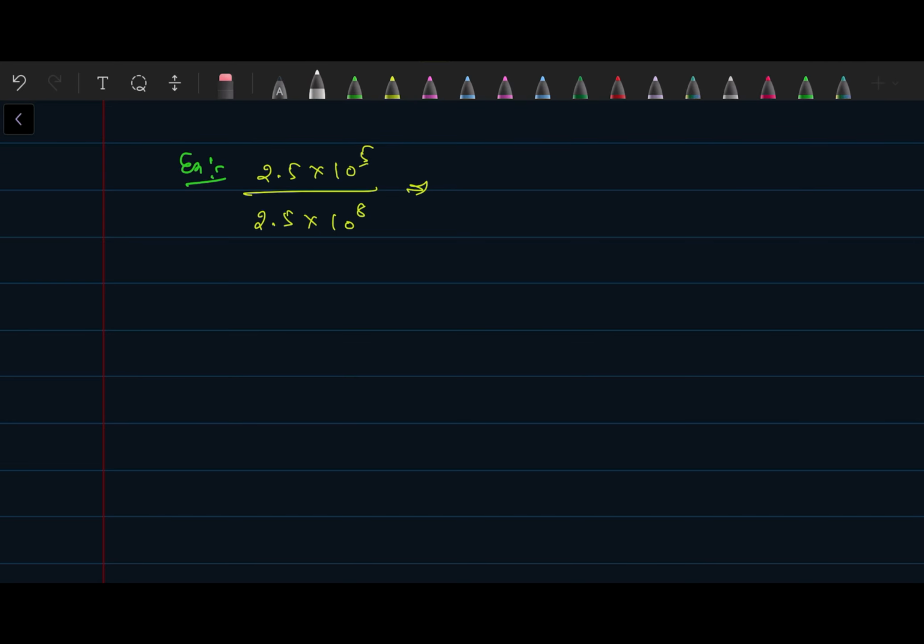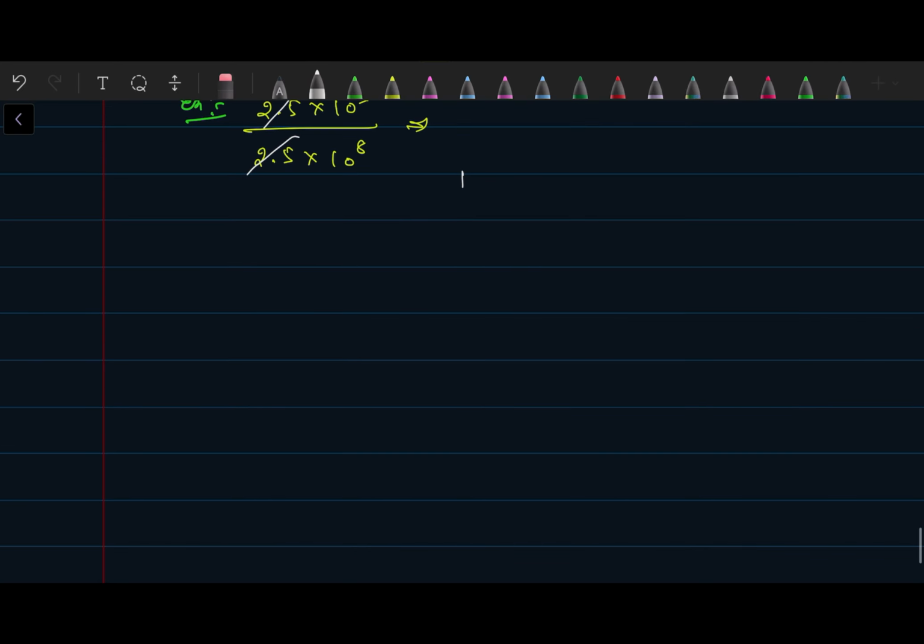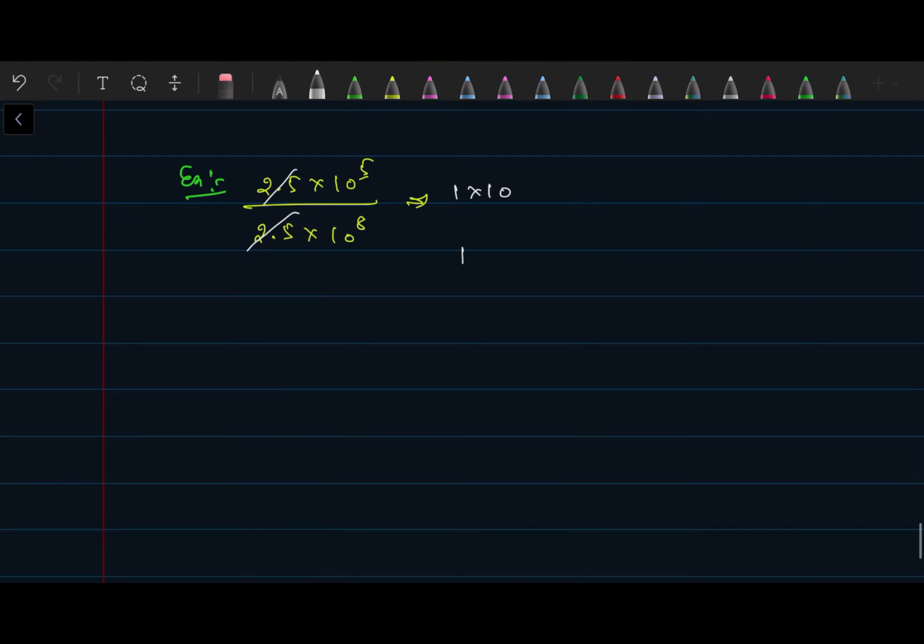So simplify the value, you will get 1 into 10 to the power 5. The denominator value, if it goes above, means it is going to become minus 8. Then finally 10 to the power minus 3 is the answer for this. This is how we have to do scientific notation in multiplication and division also.